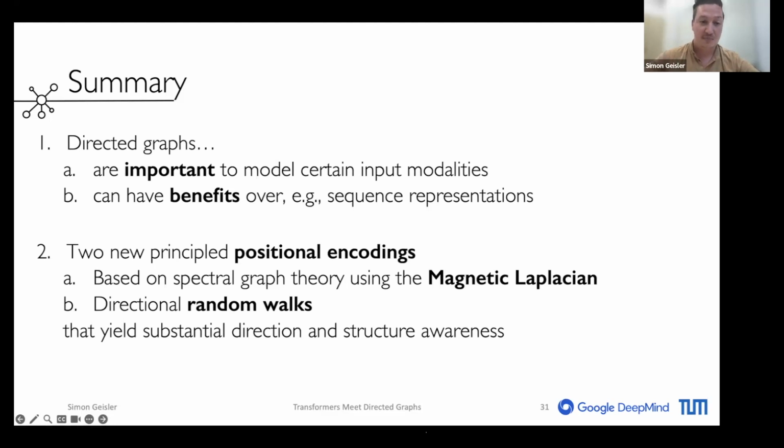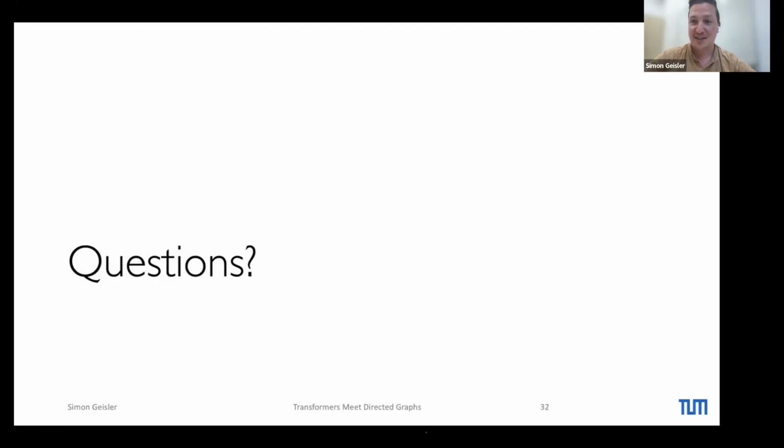And what we added to the state of the art in this work is that we propose two position encodings. One is based on the magnetic Laplacian, based on spectral graph theory, and the other is using directional random walks. And if you use those, then even though we just use a vanilla transformer, we already obtain substantial direction and structure awareness in our transformer. So thank you for your attention, and I'm happy about any questions and discussion.